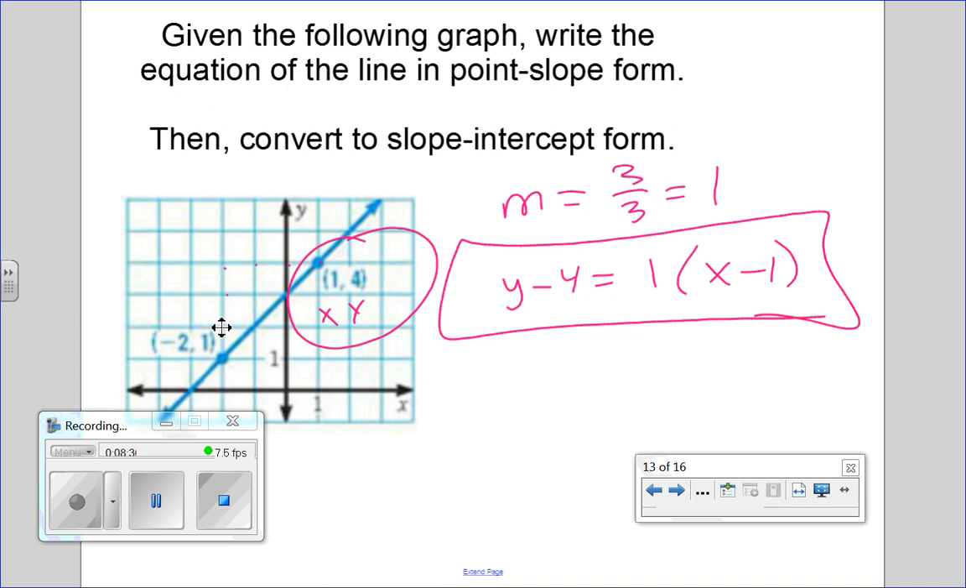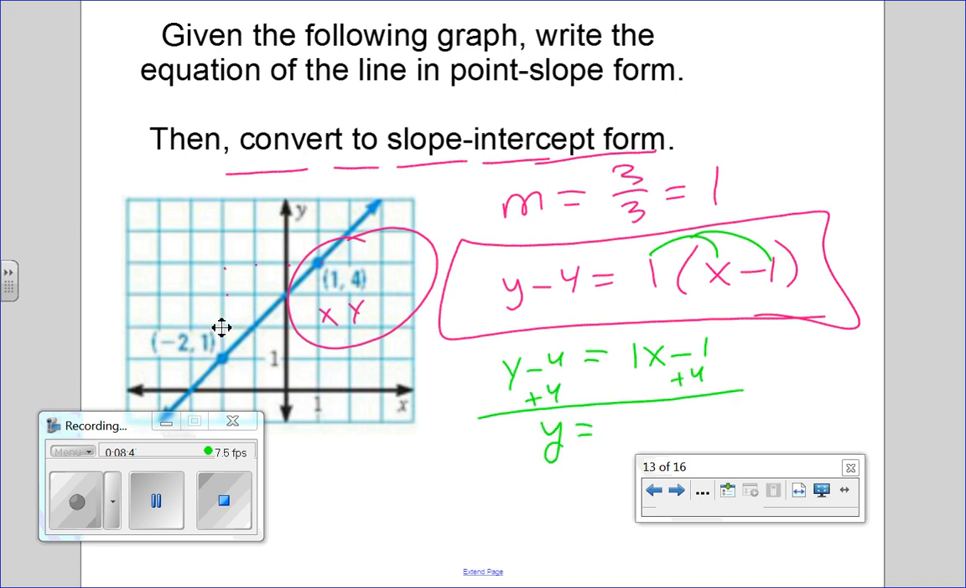Now, Ken has been waiting for this moment all day. Convert to slope intercept form. What would I do, Ken? So you would distribute the 1, of course. So it would be 1x minus 1, and then what would I do? Then you take the y to the side. You leave your y alone, you move your 4 to the other side. Yeah, that's good. So it'd be x plus 3.